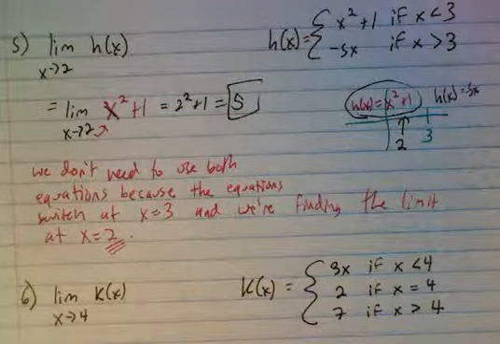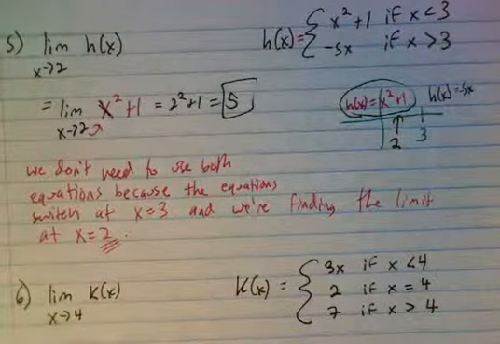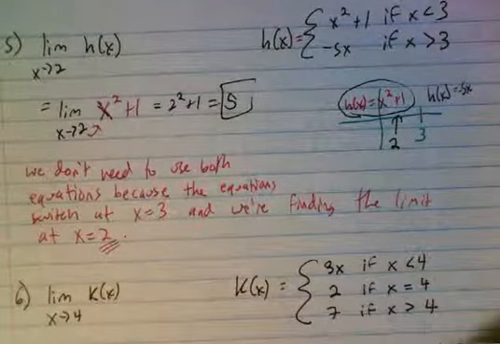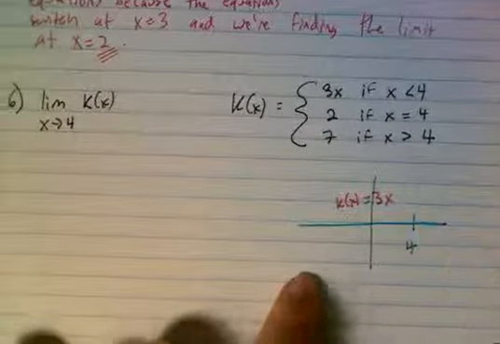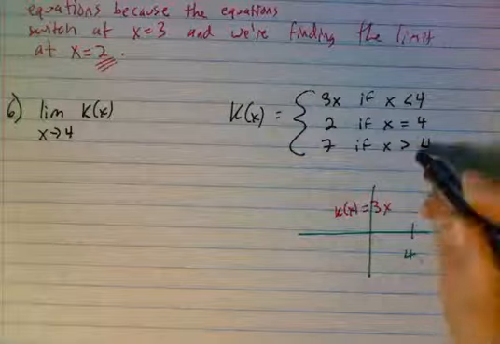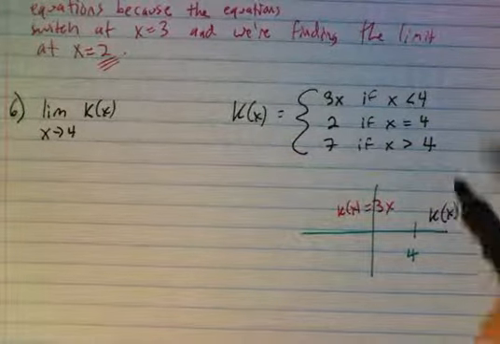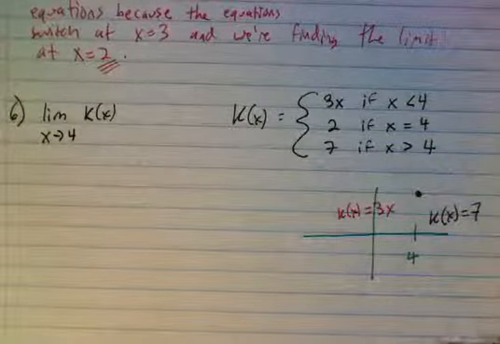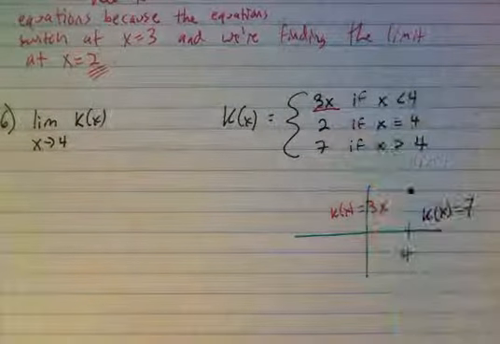So what would happen if we were to graph this? So we've got this switch at 4. And on one side, less than 4 to the left, k of x equals 3x. K of x equals 3x. On the other side, when x is greater than 4, k of x equals 7. And then exactly right here, when x exactly equals 4, there's a little dot at 2. Just going to underline those in the colors.